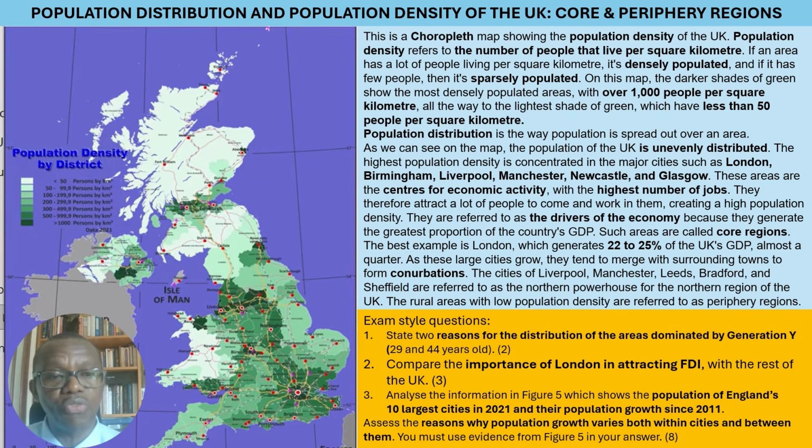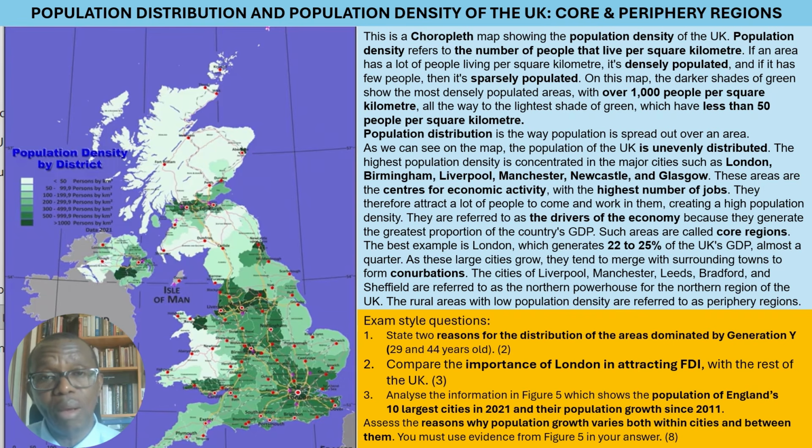It's also very important for us to note that the population of the UK is unevenly distributed. So as far as the distribution goes, it's not evenly distributed. Population can either be evenly distributed or unevenly distributed. And the population of the UK is unevenly distributed. That's because we have places that have got a high density of population and places that have got a low density of population.